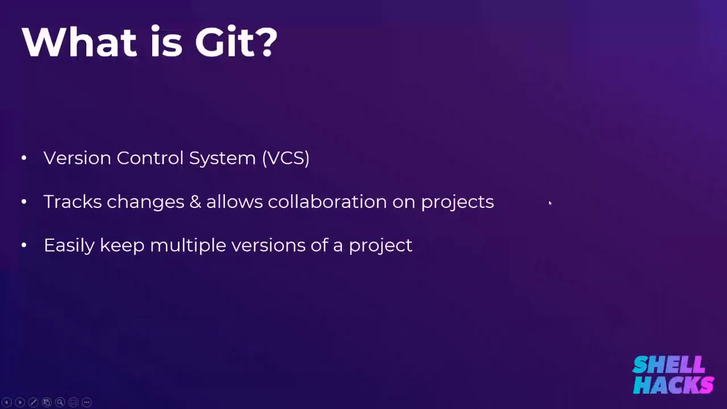So let's start by explaining what Git actually is. It's something called a version control system, which allows you to track changes and allows easier collaboration on different projects, such as keeping multiple versions of a project. You can also store the history of projects, and it basically helps you keep track of everything everyone's doing in a project.